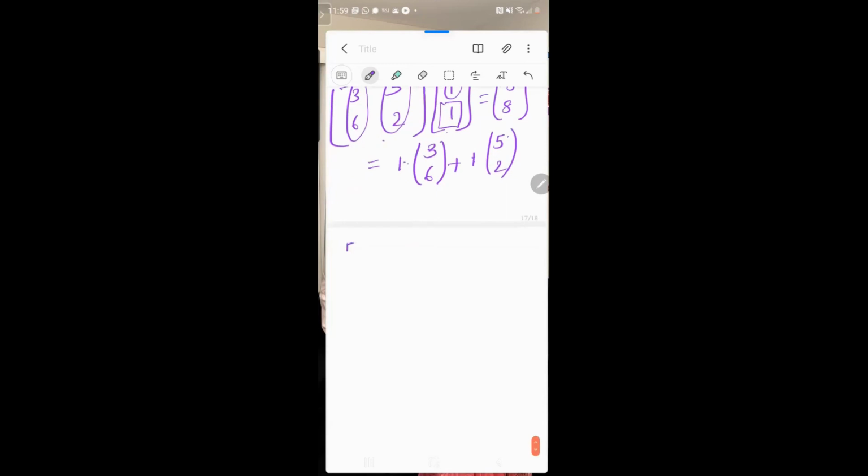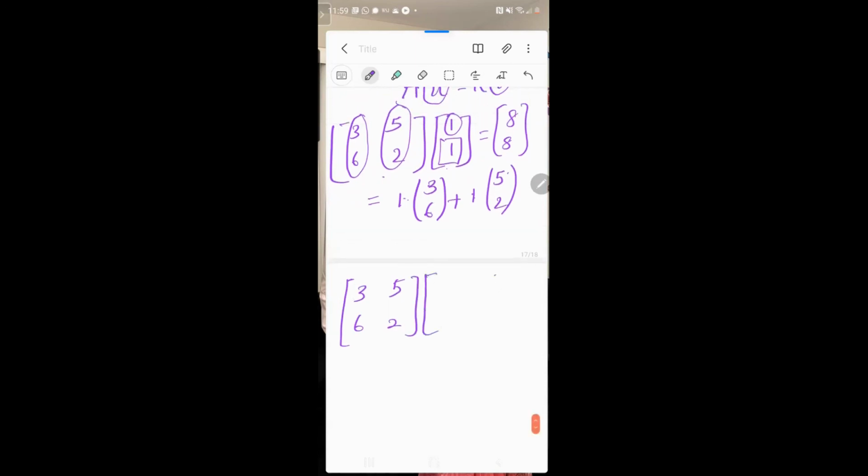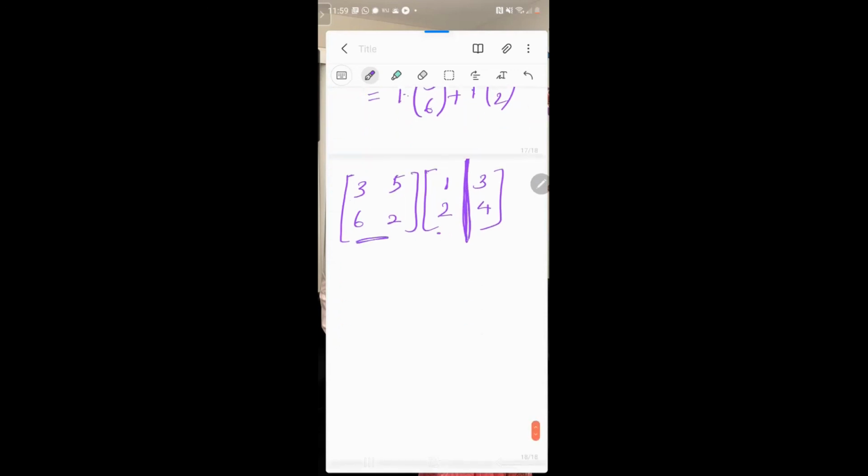Okay, so now if we were multiplying two matrices, a matrix with another matrix, what that really represents is that this second matrix, you can imagine as two vectors. So let's say we have this vector 1 2 and this vector 3 4. You can divide this matrix into two pieces and first multiply this matrix with this vector, then this matrix with this vector. So you start with 3 5 6 2 and multiply 1 2, and start with 3 5 6 2 and multiply 3 4. Does this make sense?